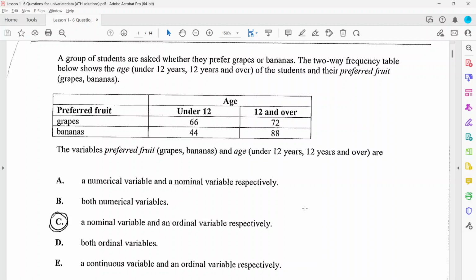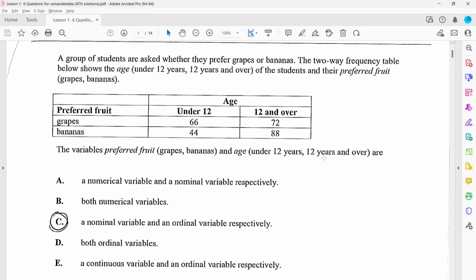So here it's asking you for the two variables, which is fruit. The two options are grapes and bananas, and age, which is under 12 or 12 and over. The reason why fruit is nominal is because you can't really order grapes or bananas, and it is a categorical variable. So a categorical broken down to a nominal. And with age, this is categorical again, okay? It's not numerical, it's categorical because we've only got two options.